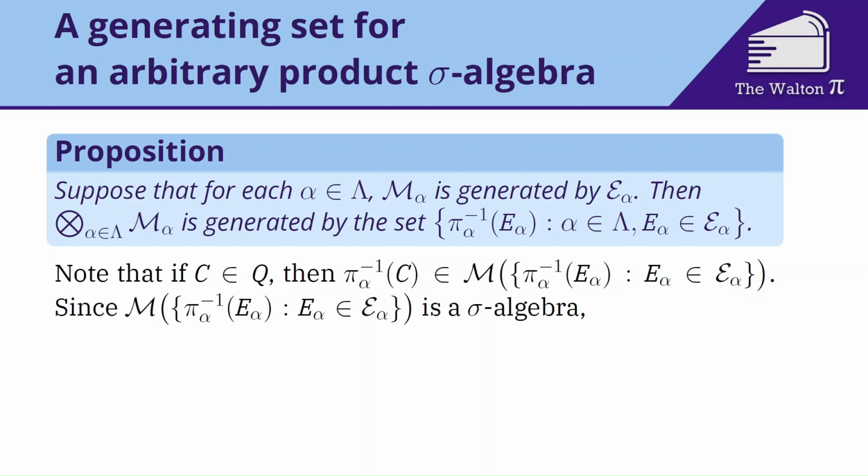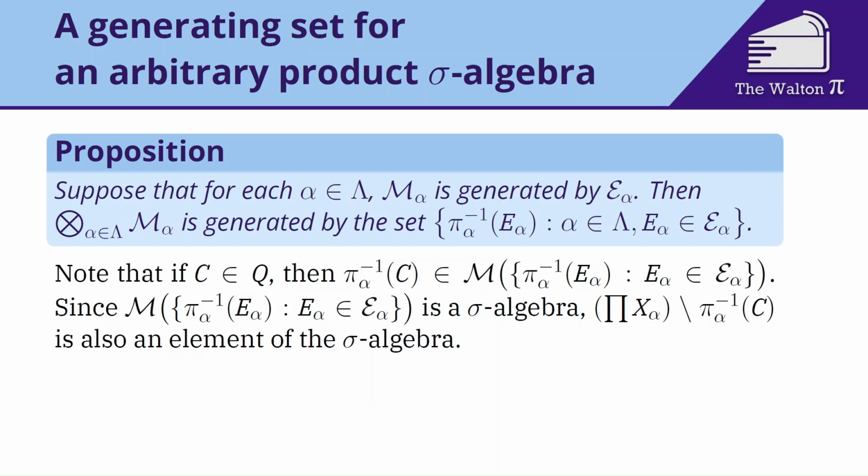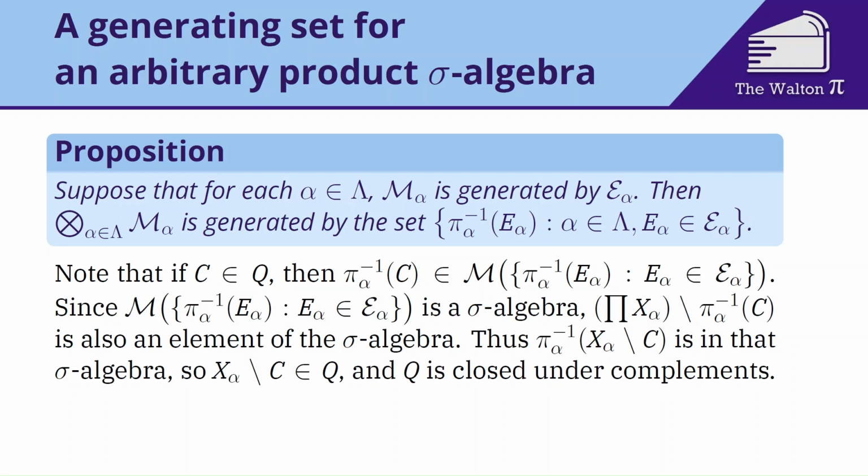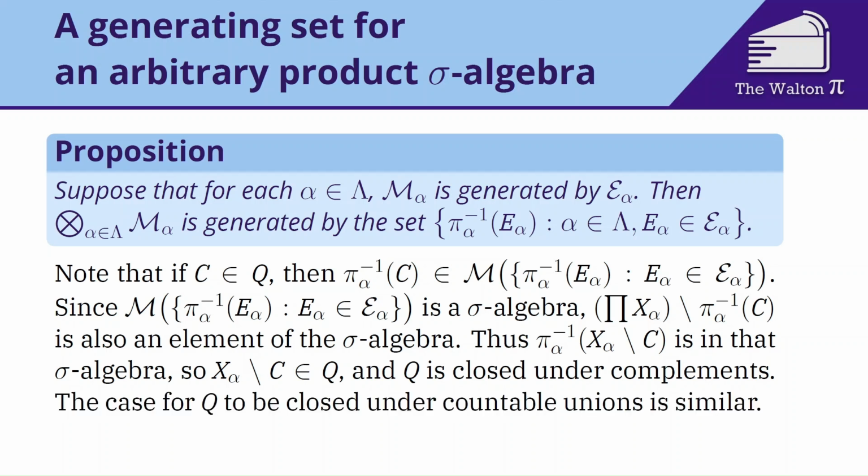Okay, so since that is a sigma algebra, we can say that the product over all X alphas minus this set is also going to be an element of the sigma algebra. So that tells us that the preimage of X alpha minus this set C is in that sigma algebra. So X alpha minus C is in our sigma algebra Q, and Q is going to be closed under complements. The case where Q is closed under countable unions is very, very similar. I'm not going to go through it here, but it follows almost the exact same process, just with some slight tweaks in a couple spots.